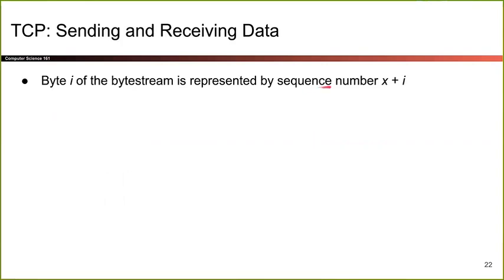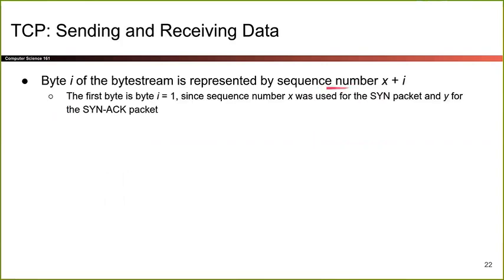Okay. So now we can kind of see how sending and receiving works. We've talked about this already. Every byte has a sequence number, and the sequence number is different in the two byte streams, right? So the first byte is x plus 1, and then it goes x plus 2, x plus 3, x plus 4, and so on, and it counts up.